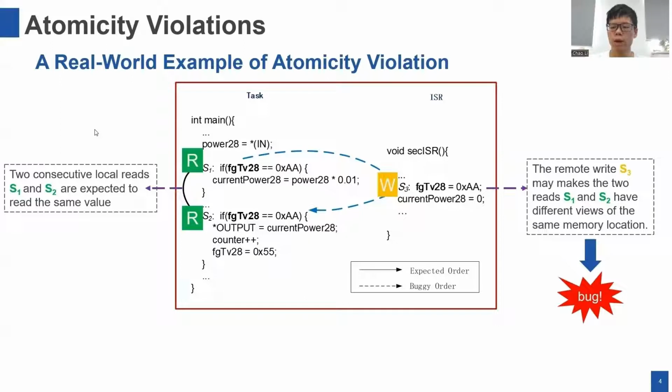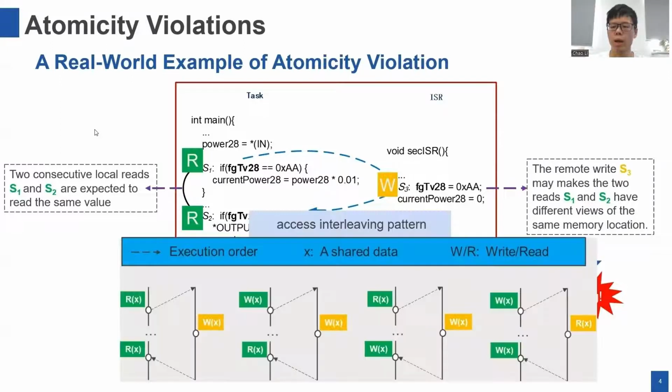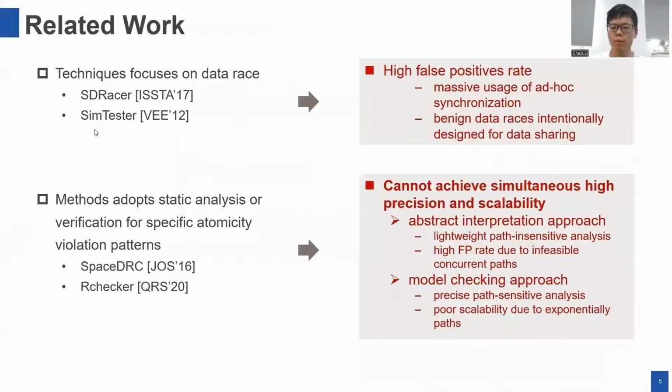This kind of bug can be characterized by an access interleaving pattern, which means two consecutive local accesses from one task or interrupt to the same shared variable are unserializably interleaved by a remote access from another interrupt. If such a pattern is violated, an atomicity violation bug will happen.